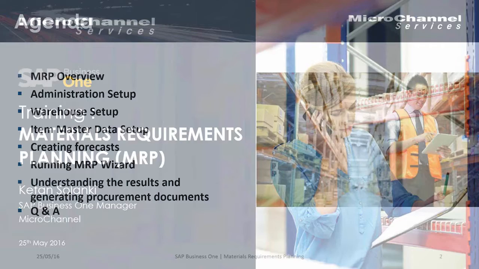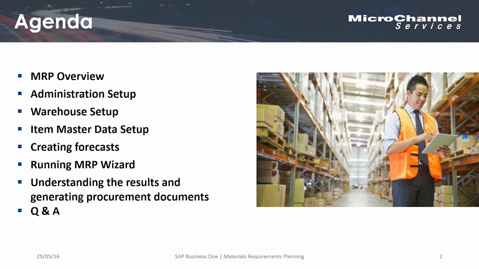So let's have a quick look at the agenda for today. We're going to do a bit of an overview, then look at some of the setup around administration, warehouse, and item master, then look at creating of forecasts in SAP, running the MRP wizard, and then understanding the results and generating the purchasing or production related documents. And finally, we'll have a bit of time for Q&A. Please enter any Q&A related questions in the question panel of the GoToMeeting screen.